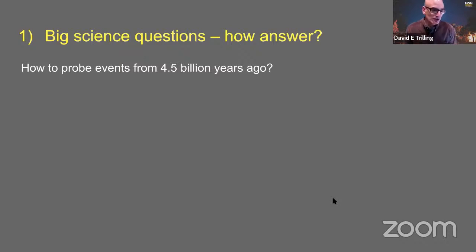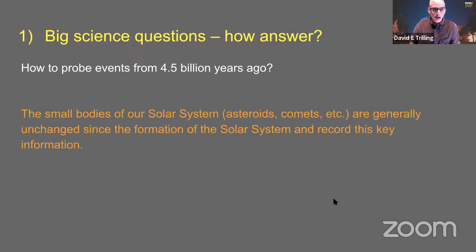Okay, so we have these big science questions that are fundamental to understanding how our solar system formed. The question is, how do we probe things that happened 4.5 billion years ago? And here's a key point that I wanted to make. The small bodies of our solar system, so asteroids or comets or similar, are generally unchanged since the formation of the solar system and record key information. So if we study those small bodies, it is a way for us to study things that happened 4.5 billion years ago.